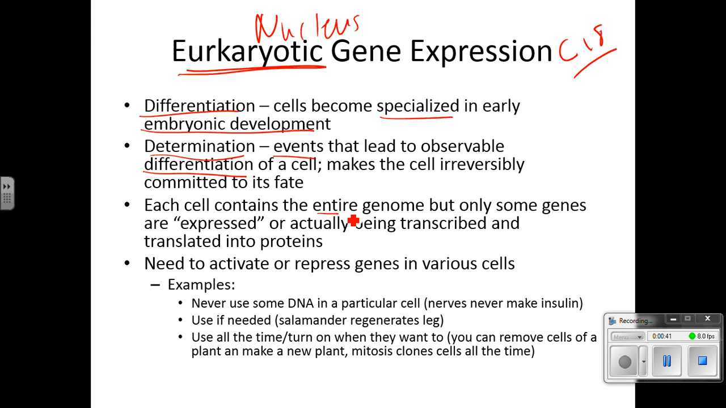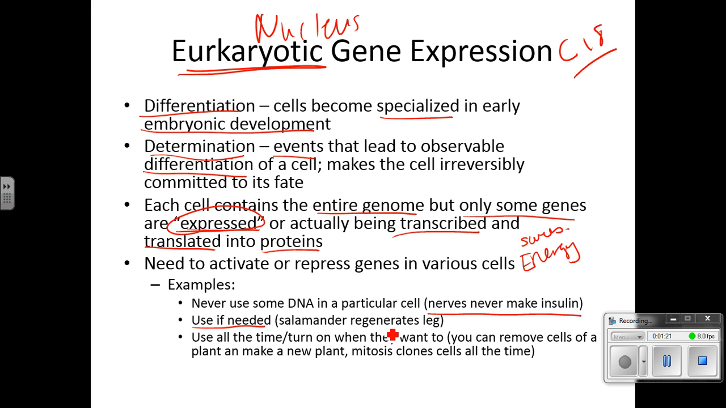Each cell contains the entire genome, so every single one of your trillion cells contains all of your genes, but only some genes are expressed, or actually being transcribed and translated. That's what expressed means, if it's transcribed and translated into a protein or some kind of product. We need to activate or repress genes in various cells. Remember, we talked about this in the last video, but it saves energy if you're not making things not needed. For example, we never use some of our DNA in a particular cell. Your nerves are never going to make insulin because they don't need it. We use only if needed.